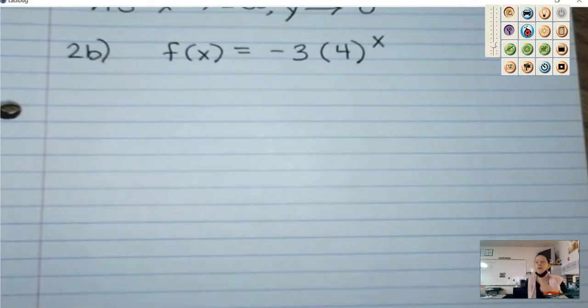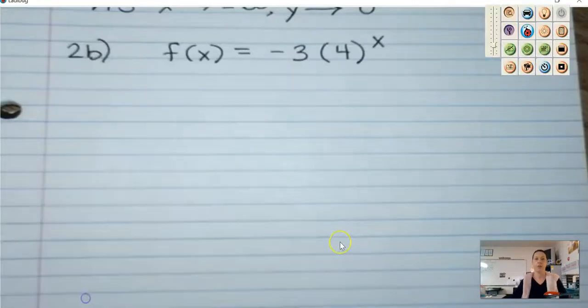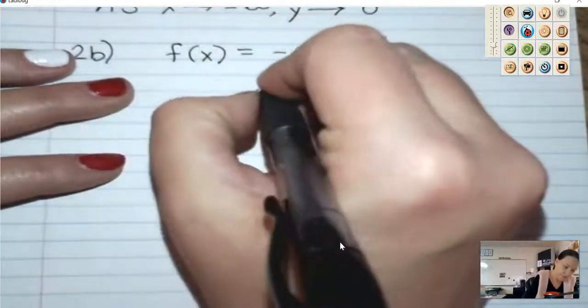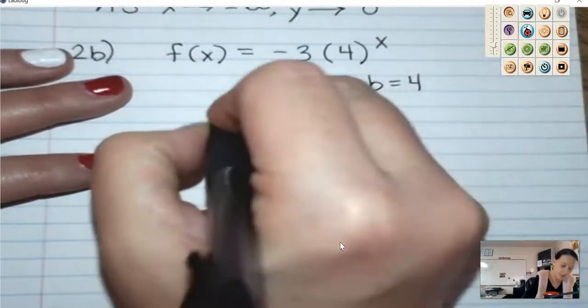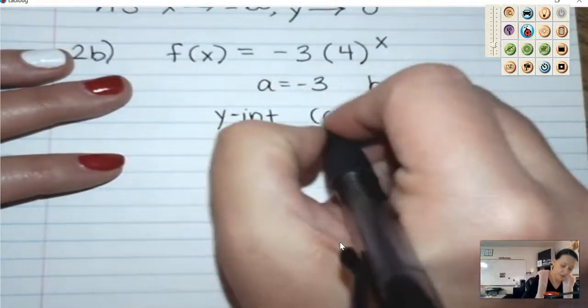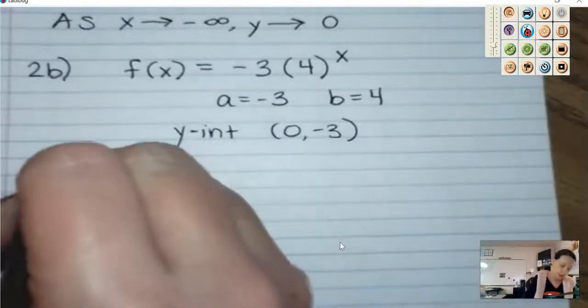Okay, go ahead and figure out what's the a, what's the b, what's the y-intercept. See if you can do the end behavior. Okay, the graph should look like this. -3 times 4 to the x power is coming down. My a is -3, b is 4, the y-intercept is 0, -3, and then the end behavior.